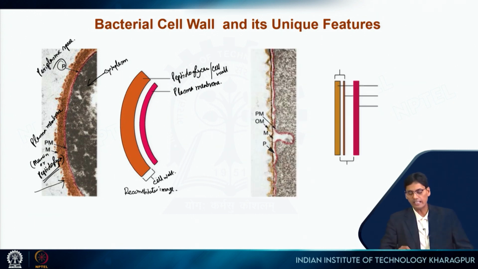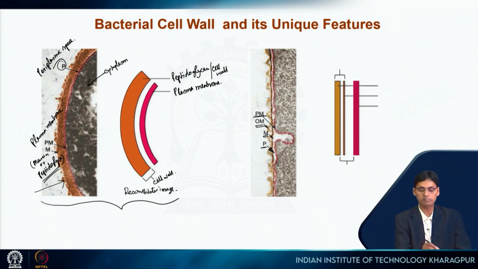Similarly, if you see another group of bacteria, so this is found in one group of bacteria. In another group of bacteria, all things are similarly labeled here. This is the plasma membrane, this is periplasmic space, which is a little bit bigger, more space available here. This is the murein or peptidoglycan, and this is outer membrane. So this outer membrane is not present in this group of bacteria, right?